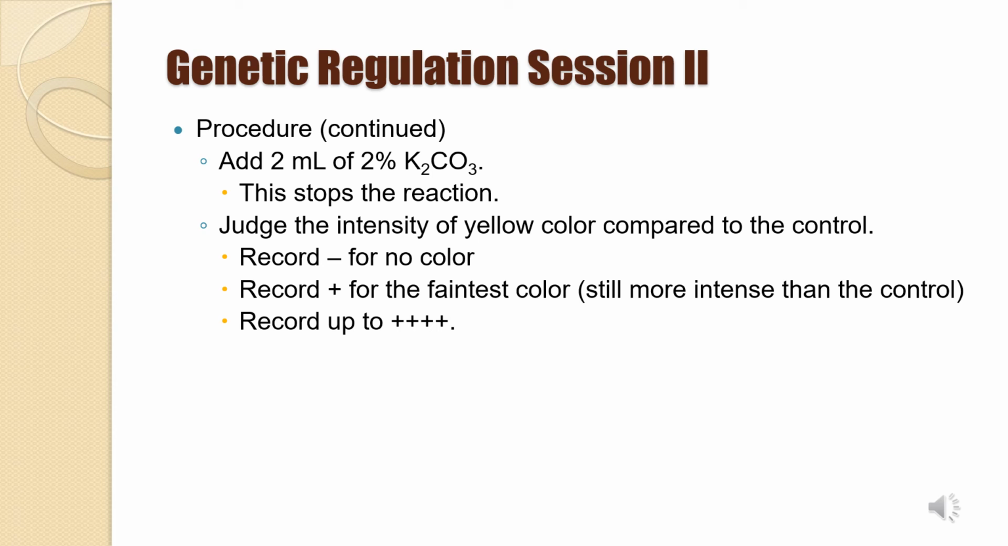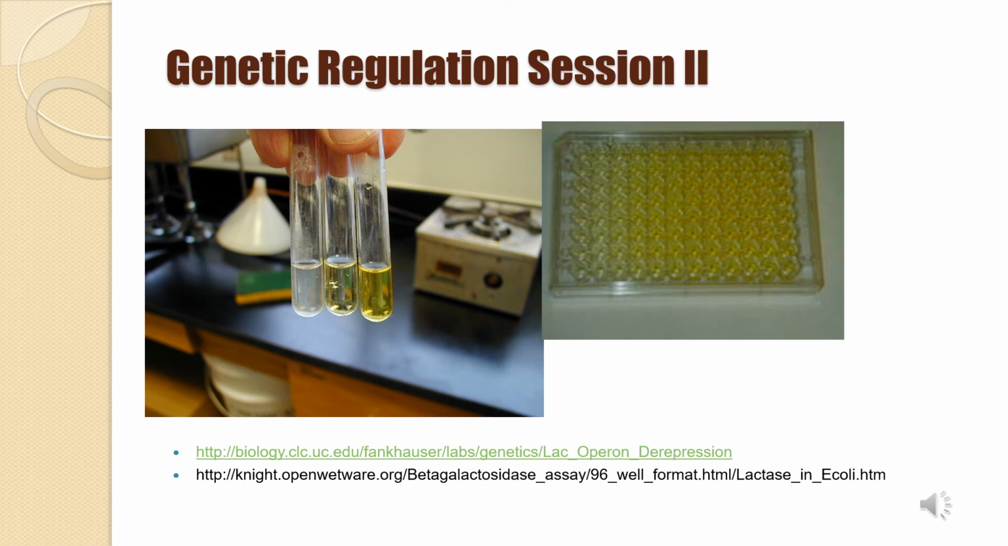We'll record a negative sign for no color and a plus sign for the faintest color, and then the scale goes all the way up to 4 plus marks. I will be including some examples in the following slides to give you an idea of the varying intensities you can see in this experiment. Here are some examples of the varying intensities of yellow you can see with the tubes.